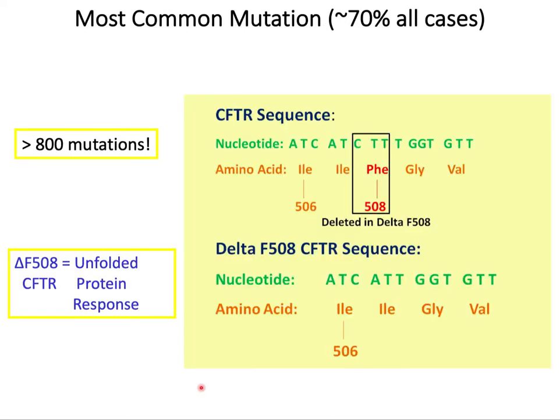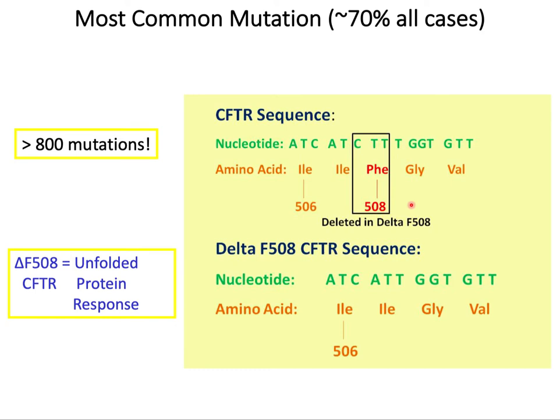So when we were talking about cystic fibrosis, we talked about the types of mutations that you see in the CFTR. And this is very interesting. There are about 800 different mutations that have been associated with CFTR. But the most common, in about 70% of the cases, is a deletion of the phenylalanine at position 508. And when you delete the phenylalanine at position 508, you end up with misfolded CFTR while it's being synthesized in the ER. And this induces the unfolded protein response.